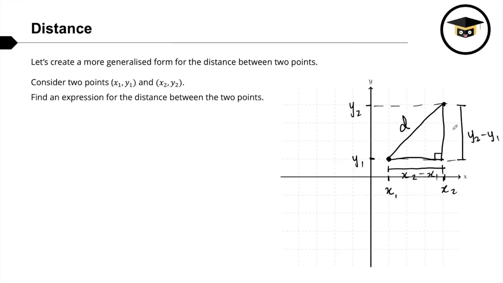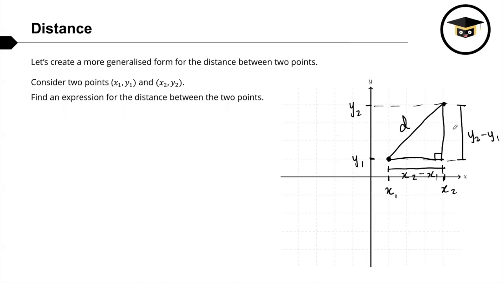Now, you might be like, but how do we know if y2 is bigger than y1? It doesn't actually matter in this instance because when we use Pythagoras' theorem, we're going to be squaring them anyway. So even if one's bigger than the other, they're just going to be the negatives of each other. And when we square it, it doesn't matter.